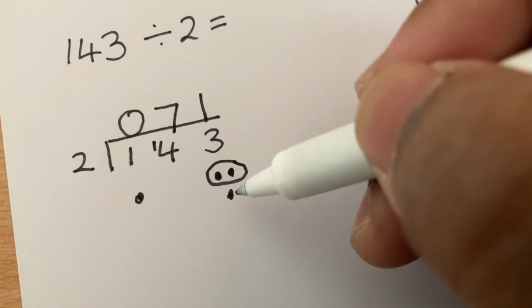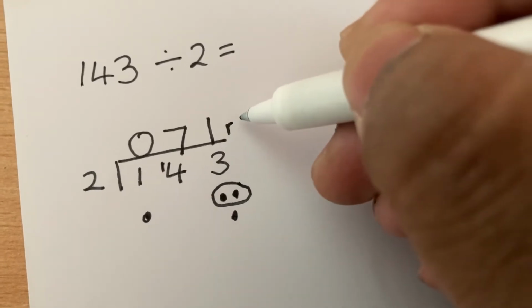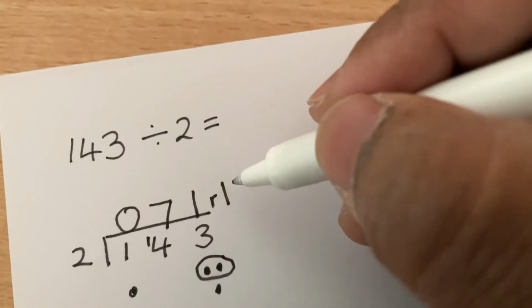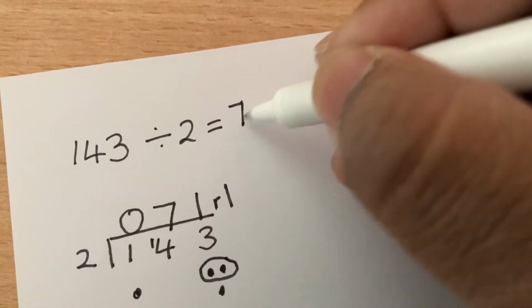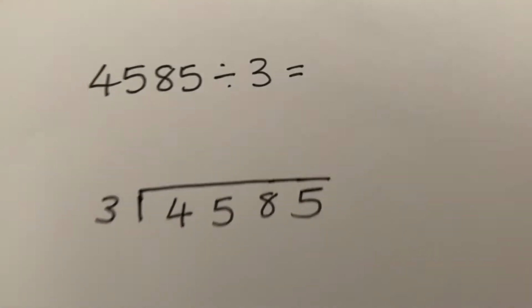And how many left over? 1 left over. So that will be your remainder. Remainder 1. Okay, so your answer will not be 071 remainder 1. It will be 71 remainder 1. Okay, let's have a look at another one.